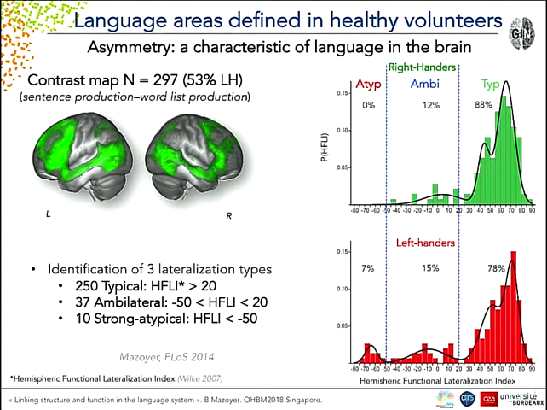hemispheric functional laterality index, which is how much activity you have in the left hemisphere, how much activity you have in the right, and make the difference. So positive here means that you have more activity in the left than in the right. You see that most right-handers have higher activity in the left, but it's also true for left-handers. So really the hand doesn't really connect with the hemisphere you use for language. So that's one point.